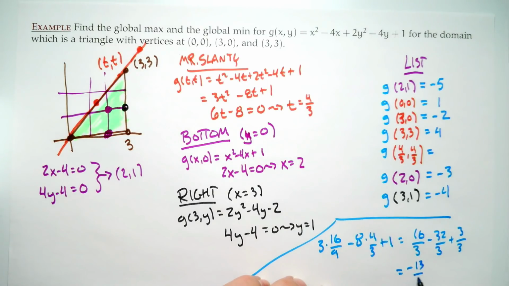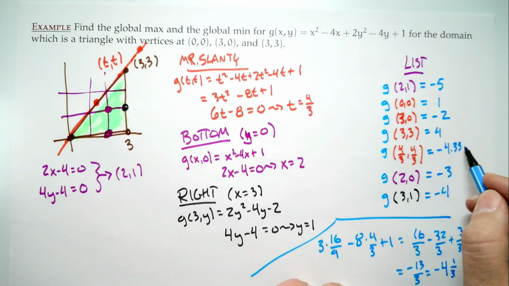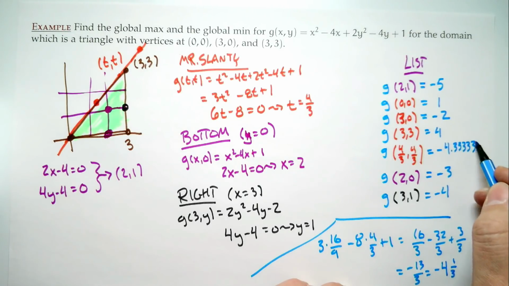Negative 13 over 3. Or, to make our elementary school math teachers happy, improper fractions. Negative 4 1/3. Yes? Which means this is negative 4.3333333... Okay. So, we've now done our evaluation. Our last step, our favorite step. Step 4. What do we do?